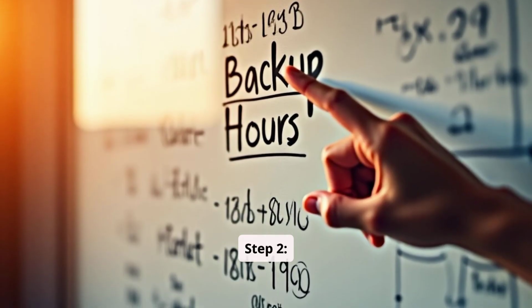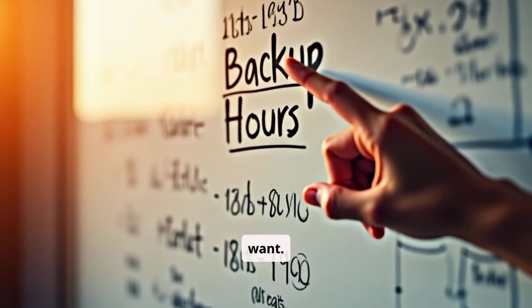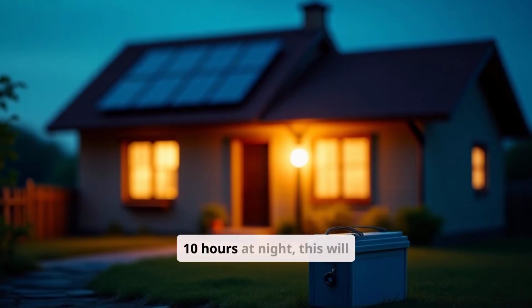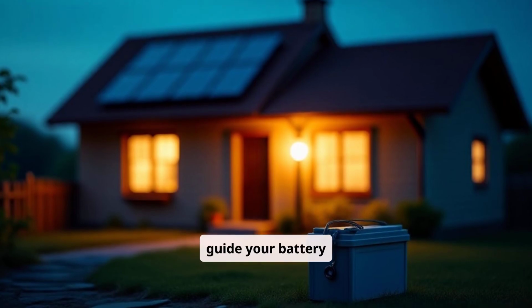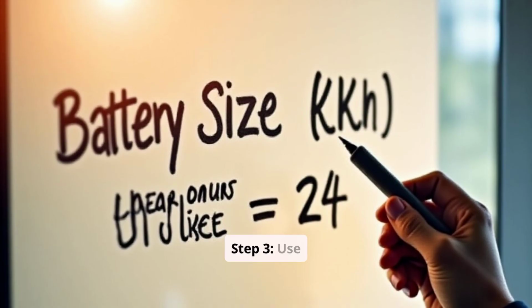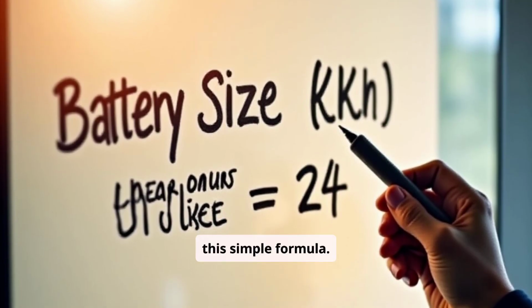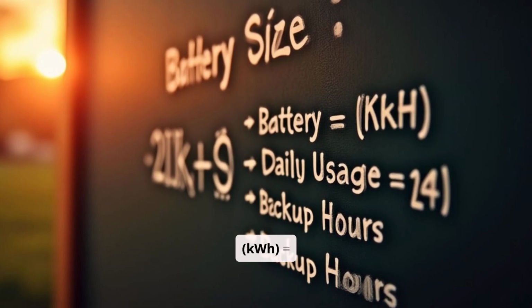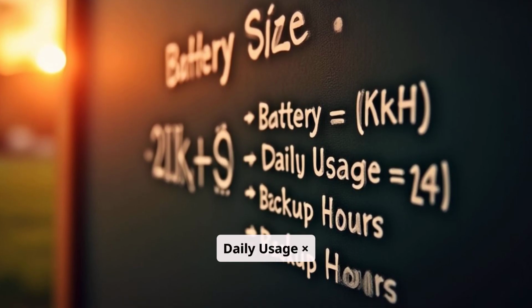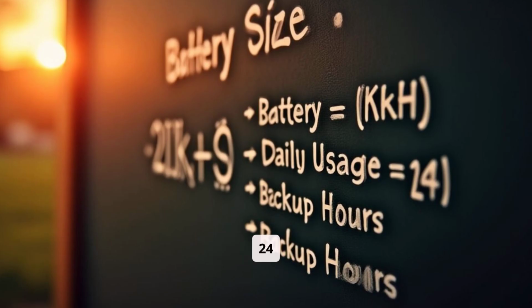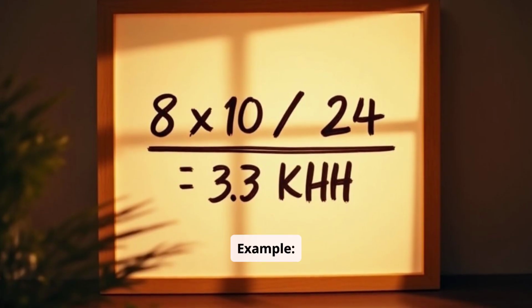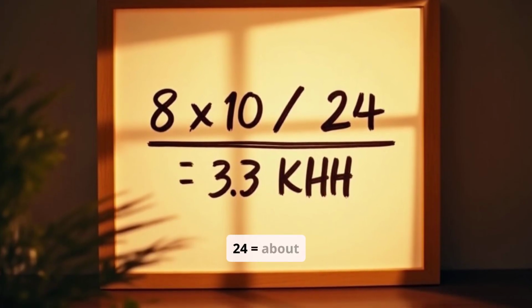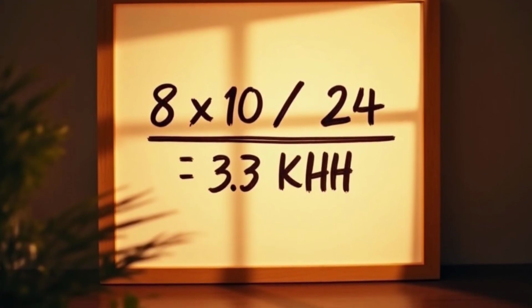Step 2. Decide how many backup hours you want. If you want power for 10 hours at night, this will guide your battery size. Step 3. Use this simple formula. Battery size in kilowatt hours equals daily usage times backup hours divided by 24. Example, 8 times 10 divided by 24 is about 3.3 kilowatt hours.